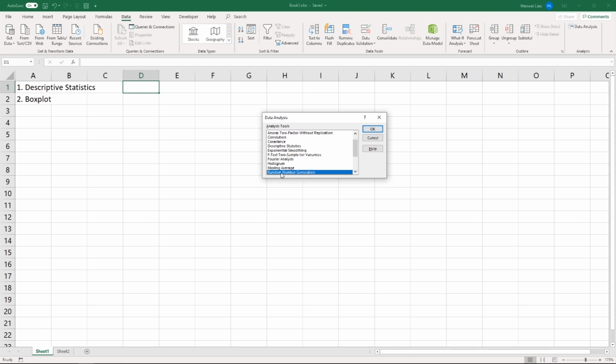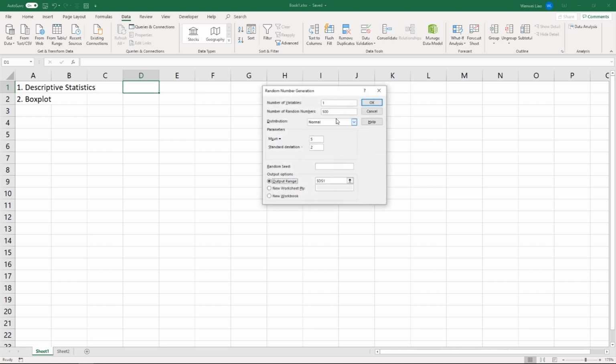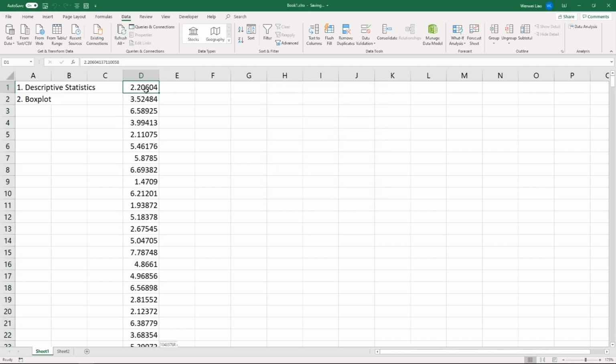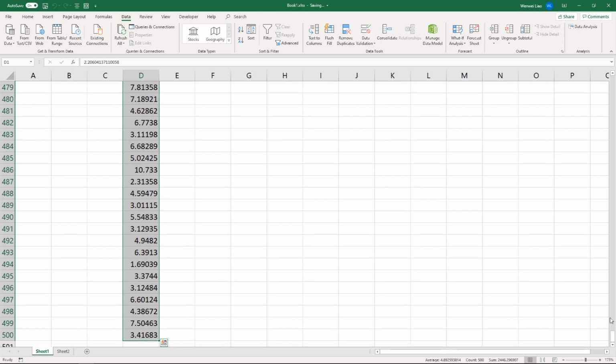We go to Random Number Generation in Data Analysis, click OK, and here I can generate a sample from a normal distribution with mean equals to 5 and standard deviation equals to 2. And I click OK. Now we have 500 numbers here.